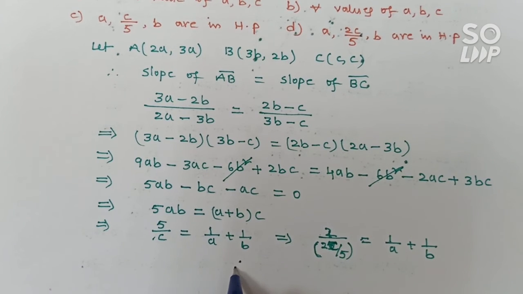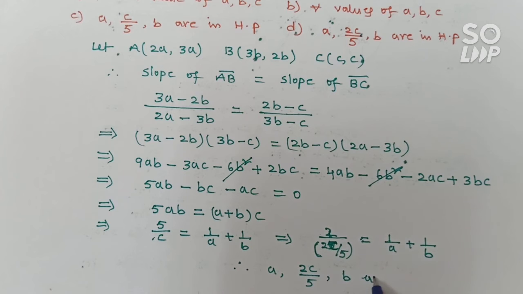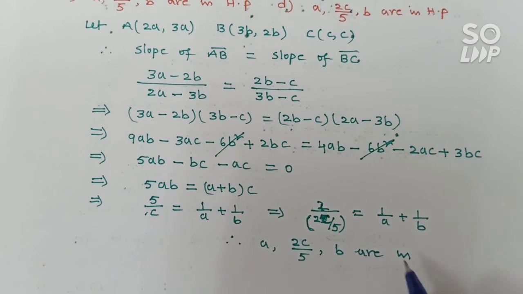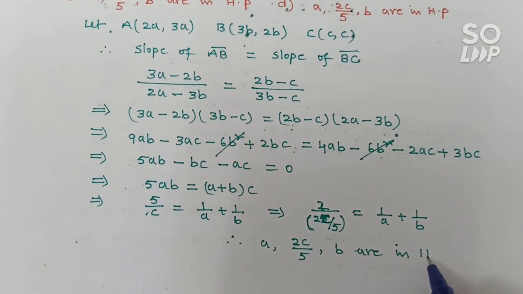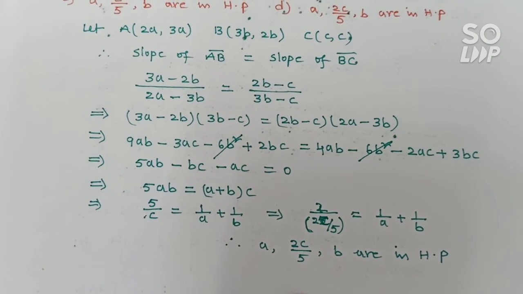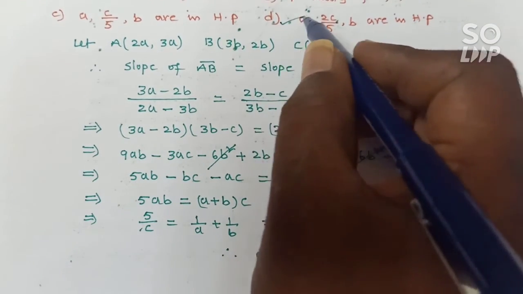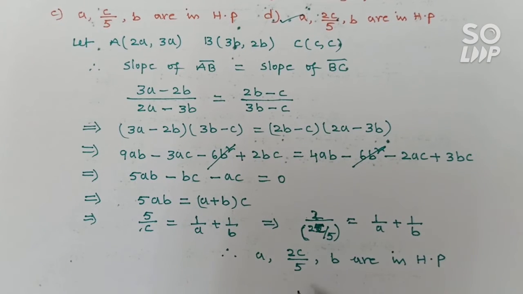Therefore a, 2c by 5, b are in HP. HP means harmonic progression. So your correct answer is D. Please all of you remember this. This is also a very important question. Now we will see the next question.